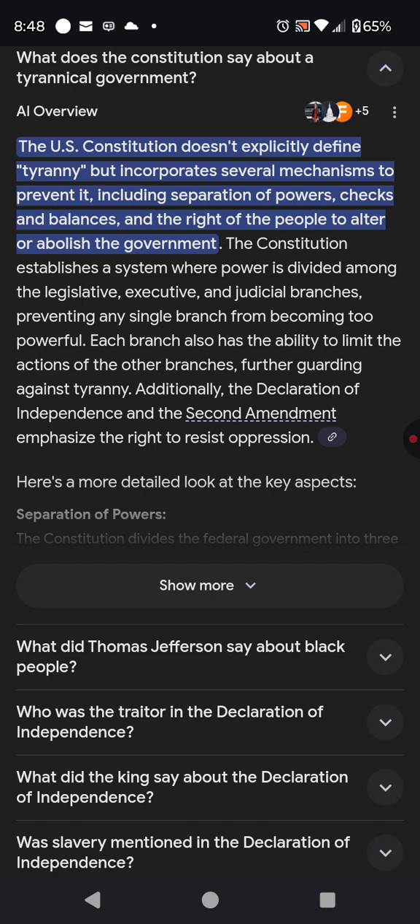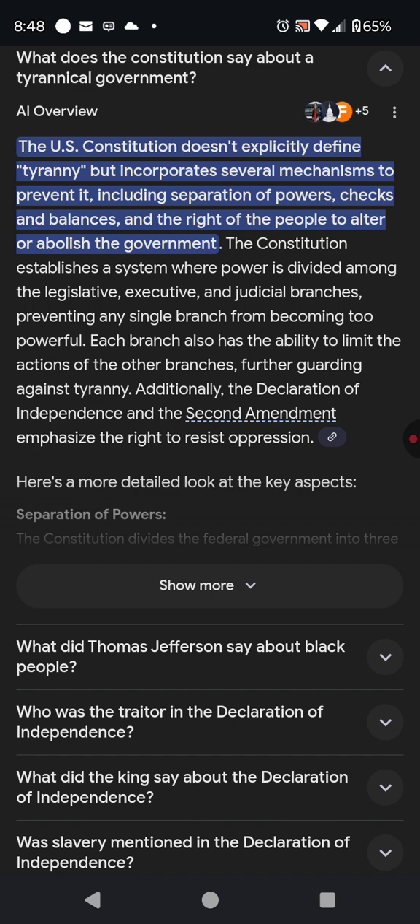The U.S. Constitution doesn't explicitly define tyranny, but it incorporates several mechanisms to prevent it, including separation of powers, checks and balances, and the right of the people to alter or abolish the government. Okay? Let me reiterate that. And the right of the people to alter or abolish their government.